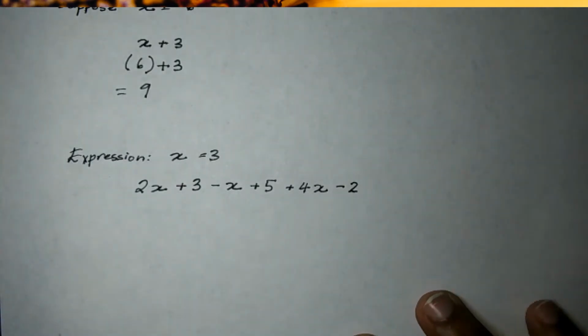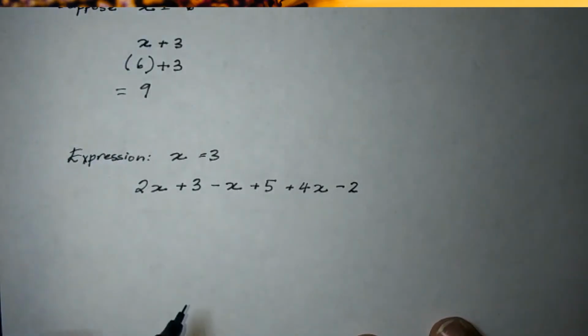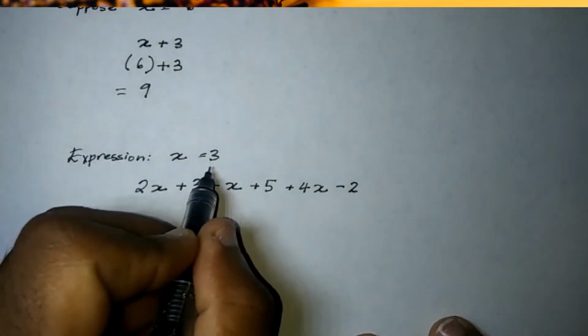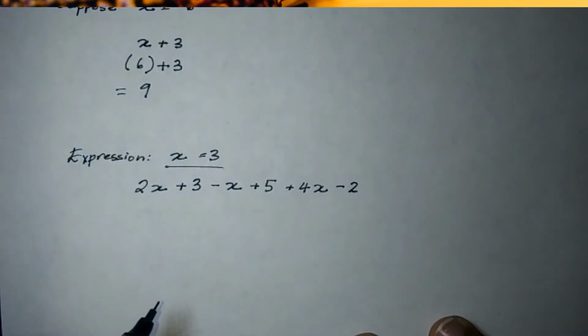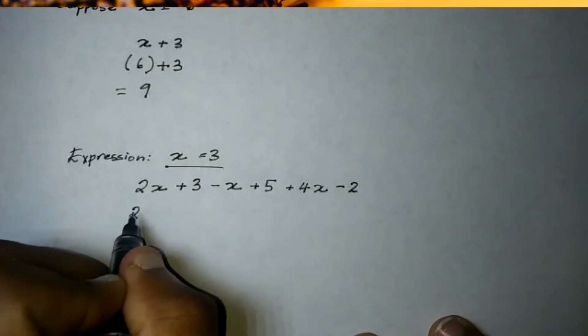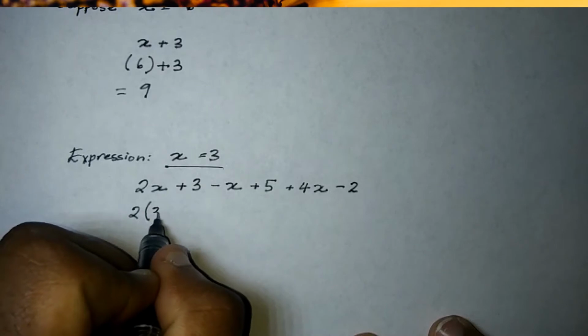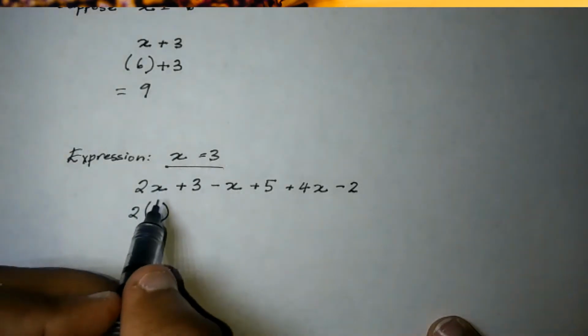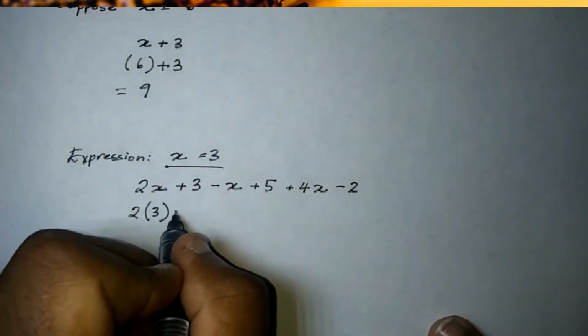So let's go through. There's a 2x here. So wherever I see x, I'm going to replace it with its actual value. And to show that I'm replacing something, I'm going to put it in brackets. So I'm going to have 2 bracket 3 bracket. Is the expression finished? No. When I look, I see plus 3, so I'm following the expression.